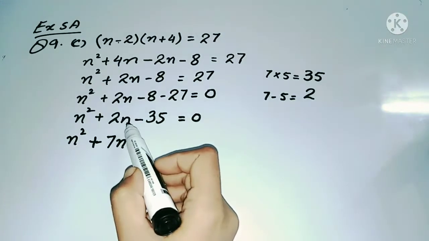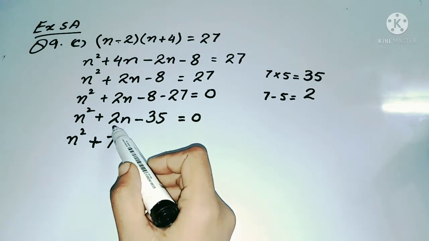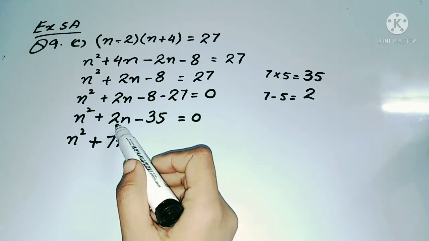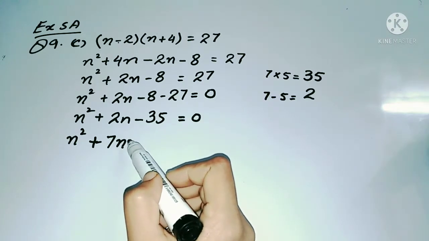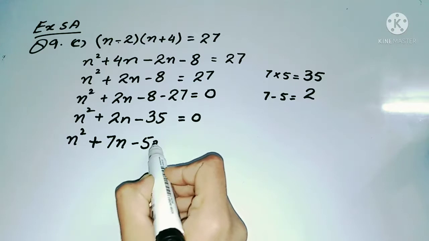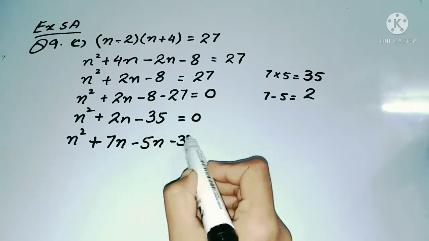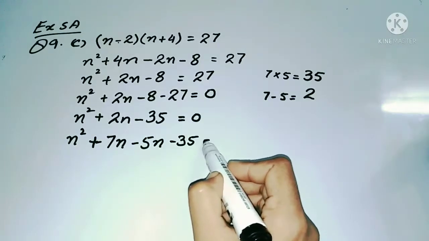As you can see, you need 2. So what should be the other sign? The other sign should be minus, because when you subtract 5 from 7, you will get 2. So you write down minus 5. Now write down the last term as it is. Now what I did is, in place of the midterm, I have written these two factors.